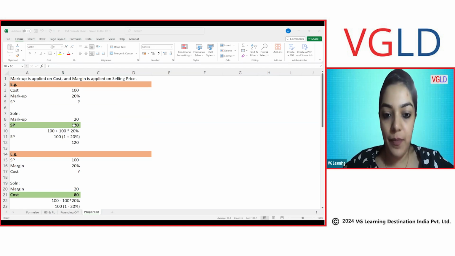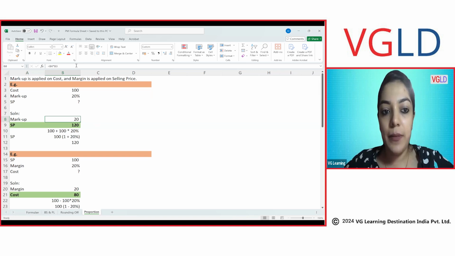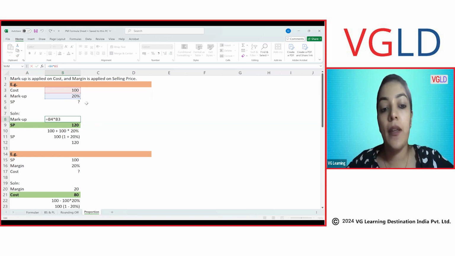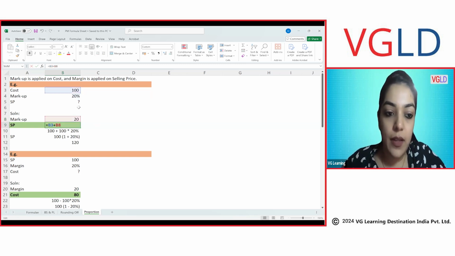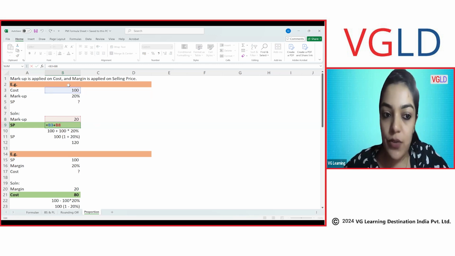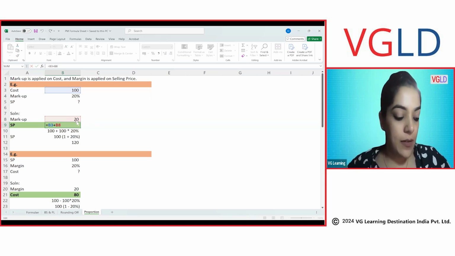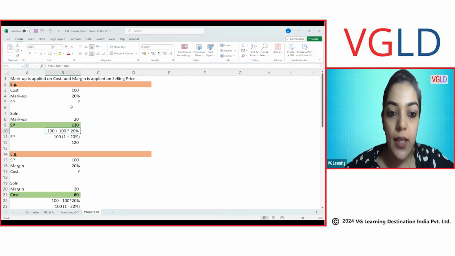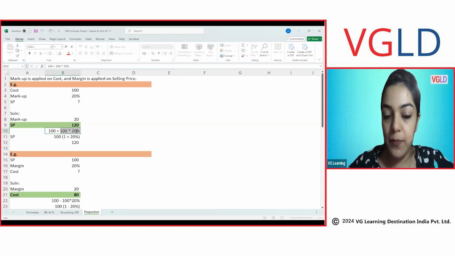So let me tell you a few very, very simple things. For markup, one way is you could have said it is 100 into 20%. I calculated 100 into 20% first, and some of you might have done it. So the selling price would be cost plus the markup, which is 120. What I've done is 100 plus 100 into 20%. Right, this is what I've done: cost plus 100 into 20%.